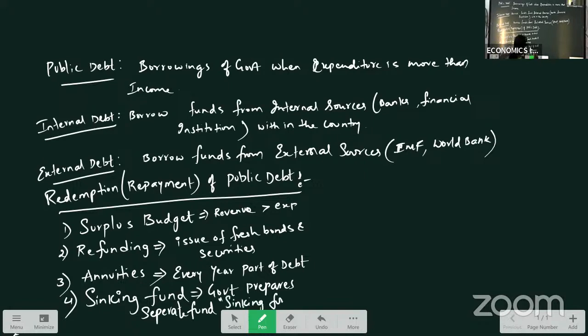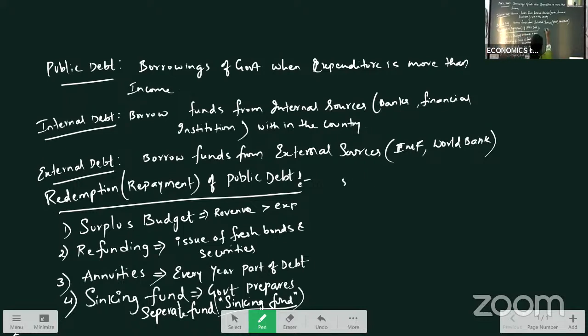Means every year from the revenue, they transfer an amount to the sinking fund, and that money is used for repayment of debt. Every year, whatever revenue they are receiving, a certain amount will be transferred to the sinking fund account. The government will maintain the sinking fund account. So when they receive the revenue, a particular amount is transferred to the sinking fund, and that amount is used for repayment of debt. So that method is called sinking fund.